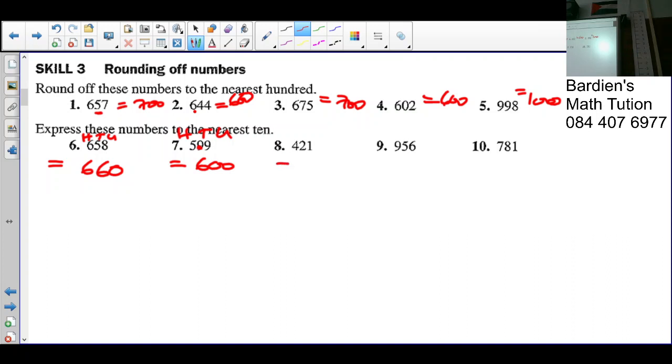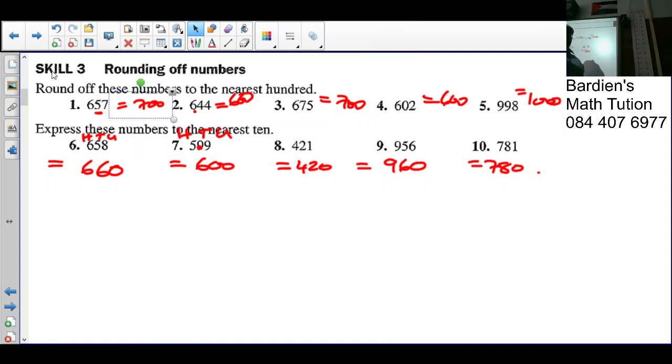Okay, so the next one will be 420. Next one? 960. Next one? Any confusion here? You all understand? Okay. So let's carry on.